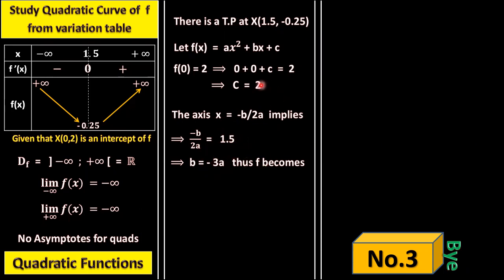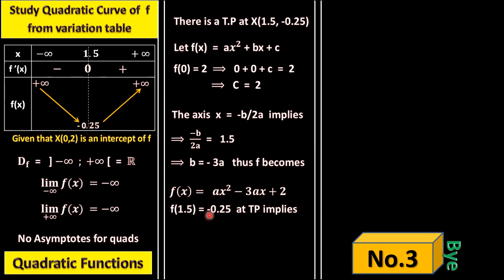If we substitute these values of b and c in the equation, we'll have f of x equal to ax squared plus, now our b becomes minus 3a, so minus 3ax plus 2. So the last thing we have to look for here is the value of a. Now we also know that at the turning point, f of 1.5 is equal to negative 0.25.